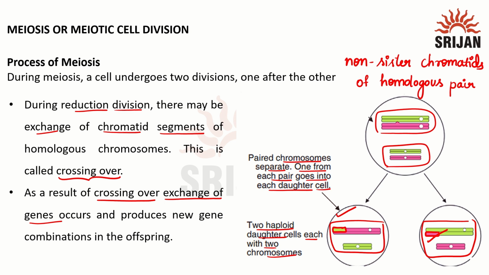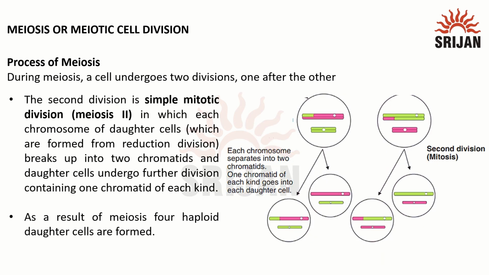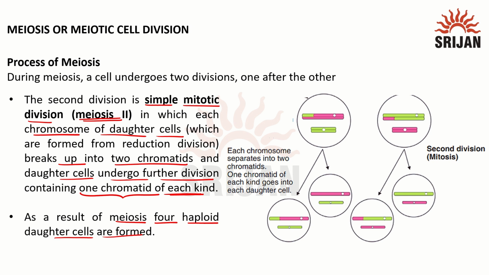So what happens next? The second division occurs. The second division is very simple. It is similar to mitotic division. It is termed meiosis 2. In it, each chromosome of the daughter cell, which is formed after reductional division, will break up at the centromere. The two chromatids in the daughter cells undergo further division, containing one chromatid of each kind. As a result of meiosis, 4 haploid daughter cells are formed.